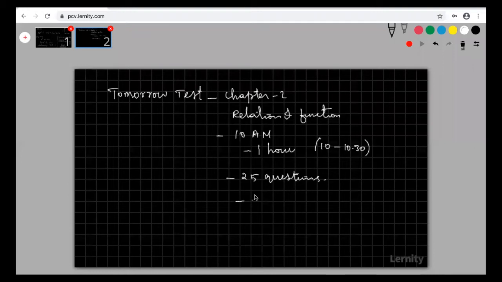The deleted portions are the sum of two functions, subtraction of two functions, multiplication of two functions, and division of two functions. This is our only deleted portion in the second chapter. Are you clear? Do you understand? Any other doubts? So this is only for NEET.